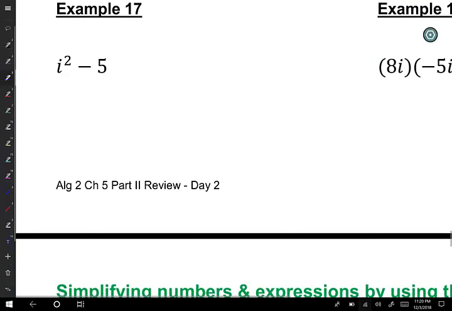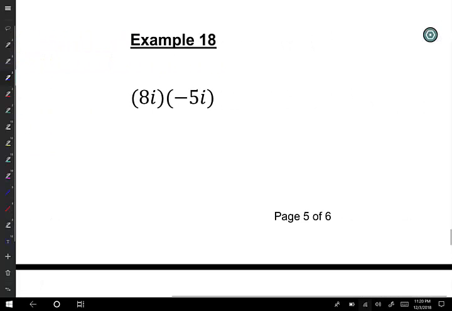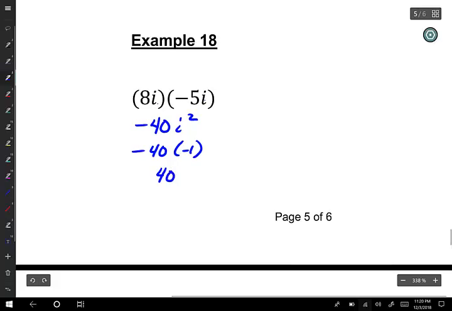Down here, we have to consider if i equals the square root of -1, then i squared equals -1. So this is really -1 minus 5, or -6. Coming over to example 18, we're multiplying. 8 times -5 is -40. i times i is i squared. But remember, i squared is -1. So we have positive 40.